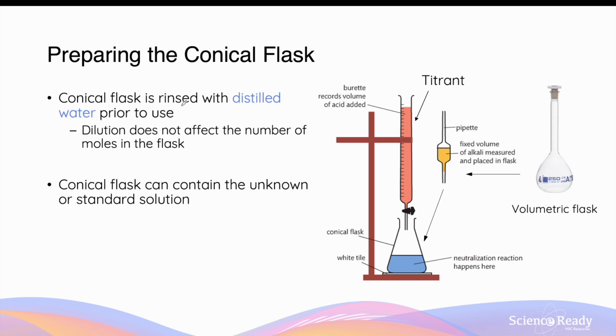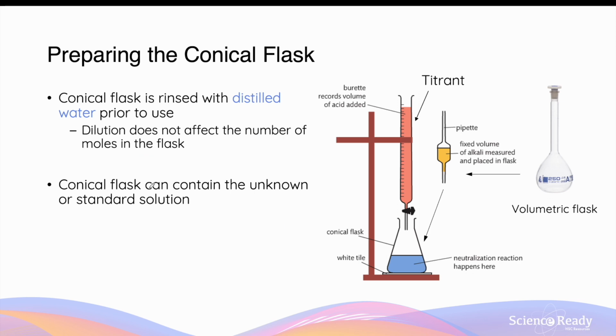The conical flask is rinsed with distilled water prior to use. In this case, it is okay to rinse the flask with distilled water because dilution of the standard solution will not affect the number of moles in the flask. As long as you appropriately use a pipette to transfer the right volume and the number of moles of the standard solution into the conical flask, any dilution with water in the conical flask will not affect the amount of the standard that's already in the flask. A good way to understand this is to imagine you have a glass of orange juice. If we add some amount of water to the orange juice, this will dilute the orange juice, but the total amount of orange juice that's in the glass will remain the same.